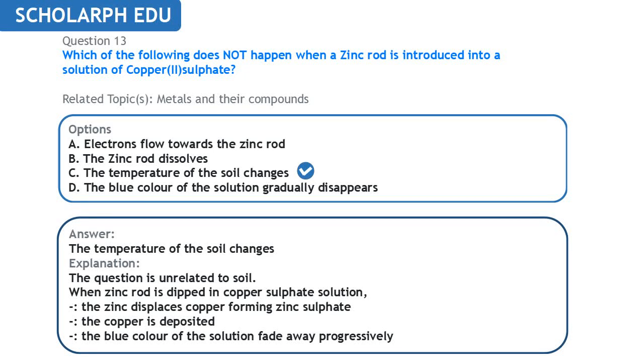But other things that happen is the zinc displaces the copper. The zinc will displace the copper to form zinc sulfate. Also the copper will be displaced and deposited, and the blue color of that solution is going to fade away. The blue solution is going to gradually disappear. So all of that is correct.